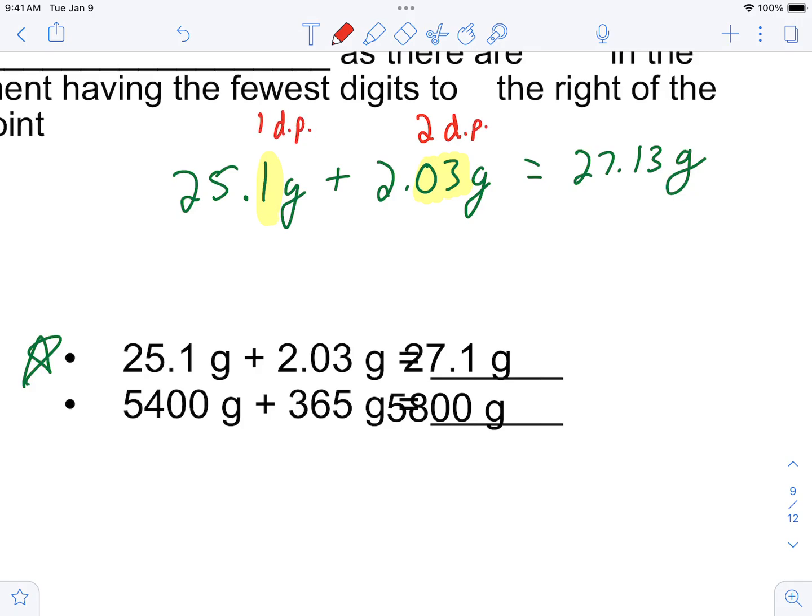Our answer needs to align with the fewest digits that we have. So because 1 is the smaller digit, we can only have 1 decimal place to the right. That 3 tells you to not round up. So our final answer would be 27.1 grams. So for addition and subtraction, you look to the right of the decimal point and always go by the fewest.